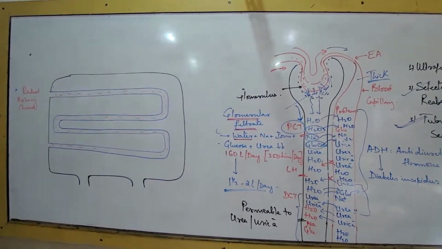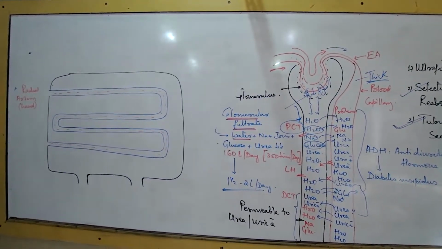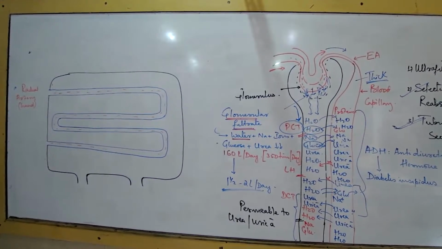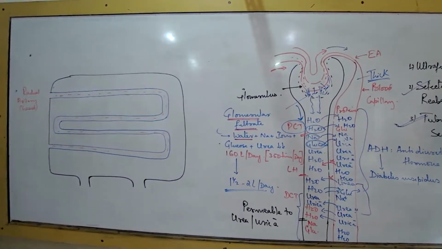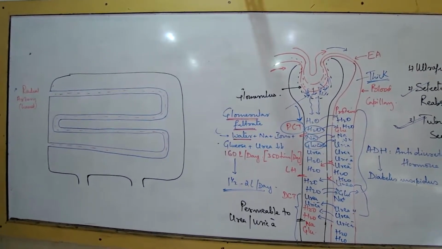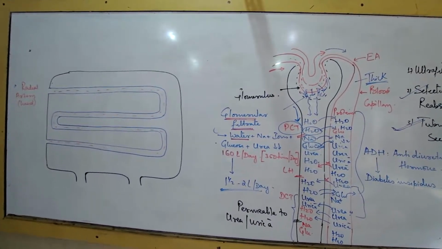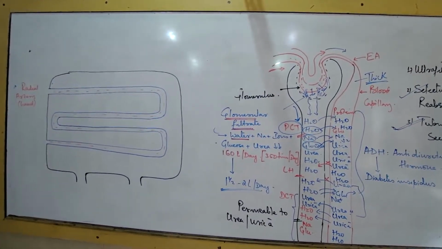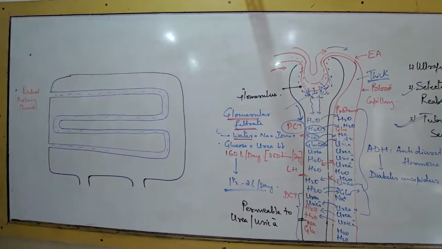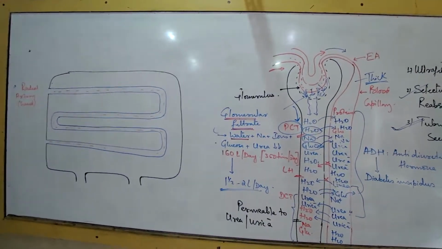So that is the reason in your book they have only given you the tubular part of the nephron. You should not write PCT, DCT. That is not how the question is asked. Such questions do come, but in your book they have not mentioned it.